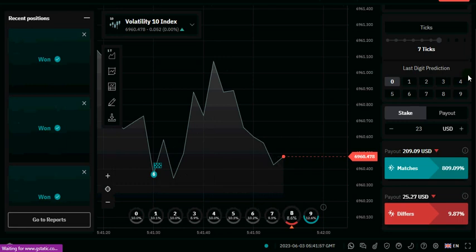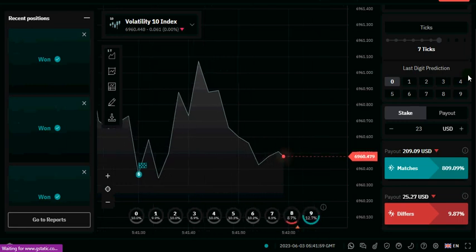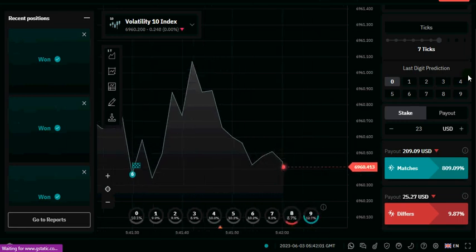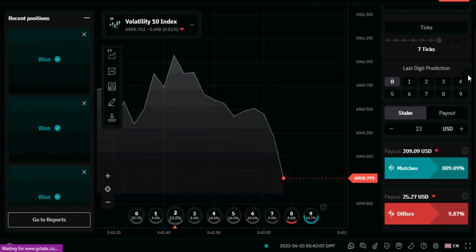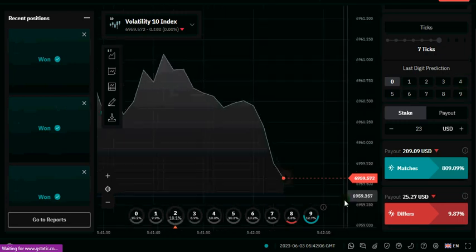Remember the 537091. Those are the sequences you'll be following when using this strategy.